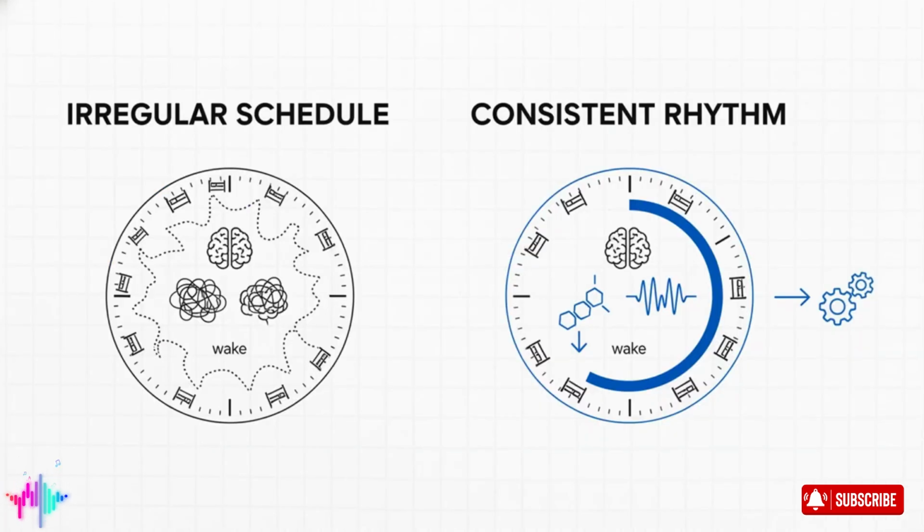Okay, pillar 1 is all about consistency. Your brain absolutely thrives on rhythm. So, by setting a fixed sleep and wake time, and yes, that includes weekends, you're training your body's internal clock, that circadian rhythm. This conditions your brain to release melatonin predictably, which gets you into deep sleep faster.